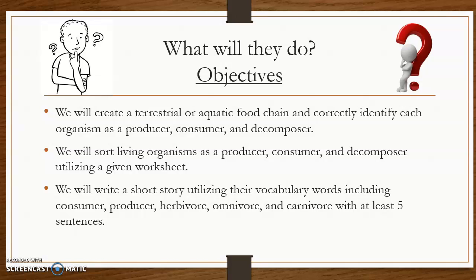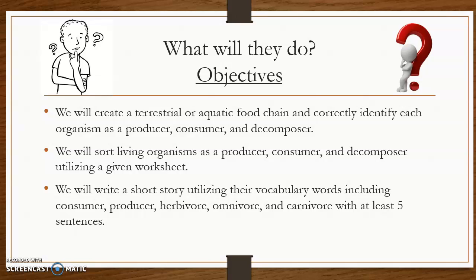What are we going to do? What does that really mean? You guys are going to be creating a food chain. We'll talk more of that as we go farther into it, but you'll identify each of your organisms in your food chain as a producer, consumer, and decomposer.